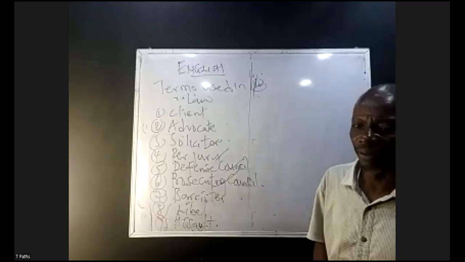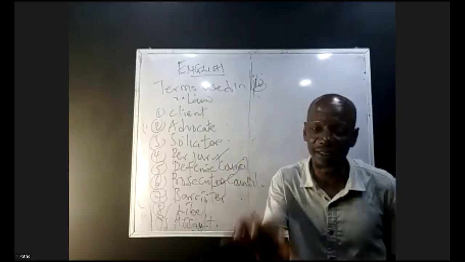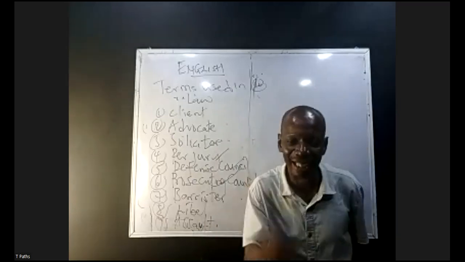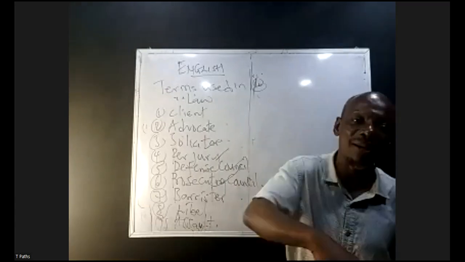Then we have libel. There are two ways we call it: derogative statement. A false derogative statement intended to damage the reputation of a person.